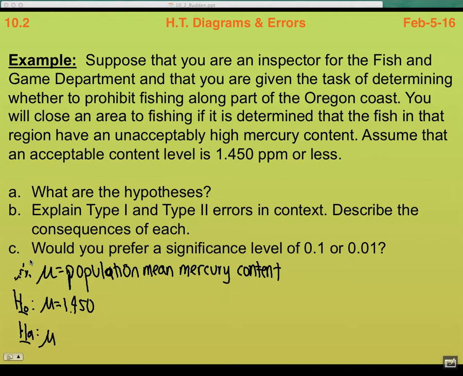Are we going to look for evidence that there is danger, or are we going to look for evidence that people are safe? Safe, right? So they're safe if the levels are less than 1.45. So we're going to assume that they're not safe, and then we're going to look for evidence that the mean is less than 1.450. We're going to assume that they're not safe, and then look for evidence to the contrary. People are going to be safe if the average is less than 1.45 parts per million. With me? Why wouldn't you assume they are safe and look for evidence that they're not safe?